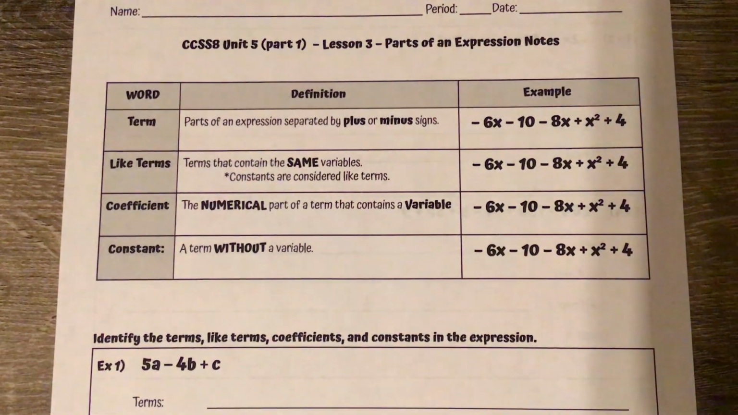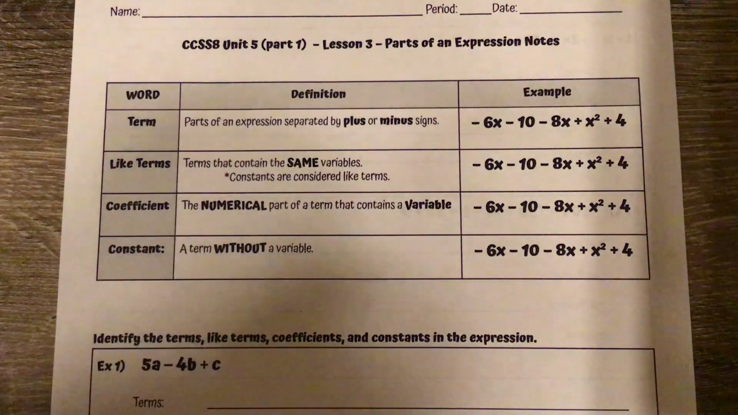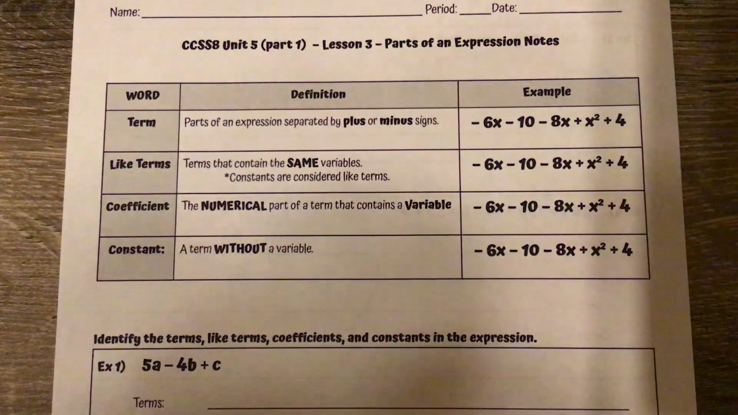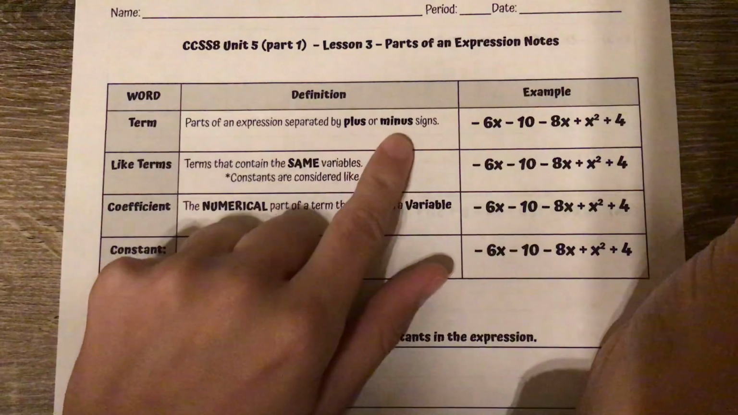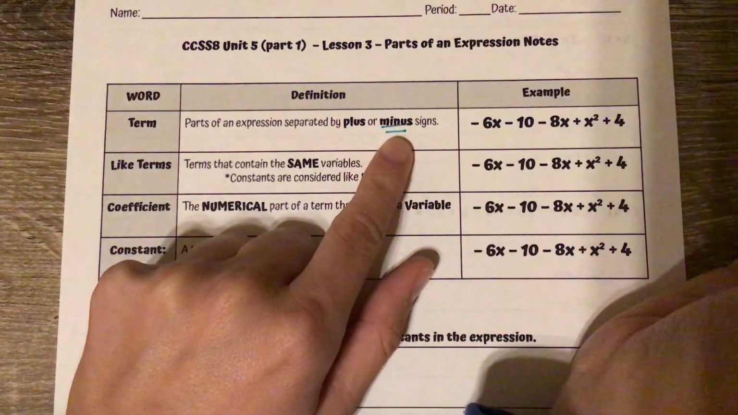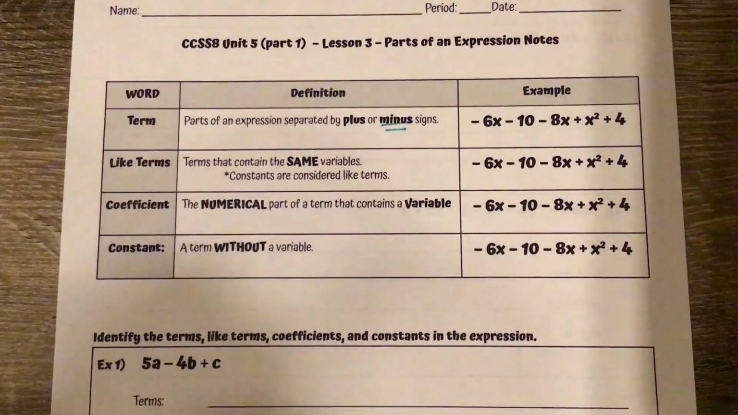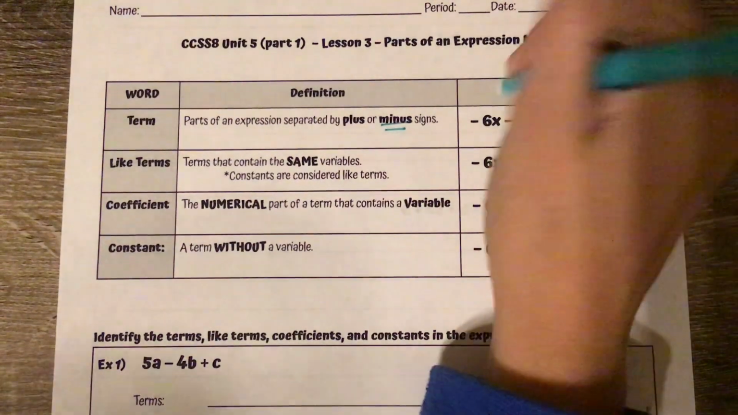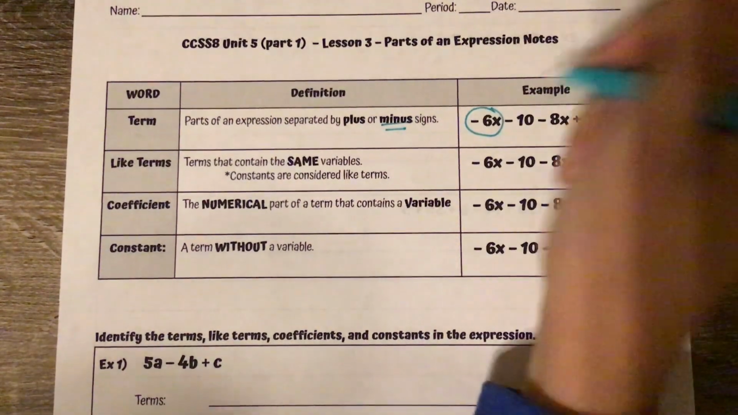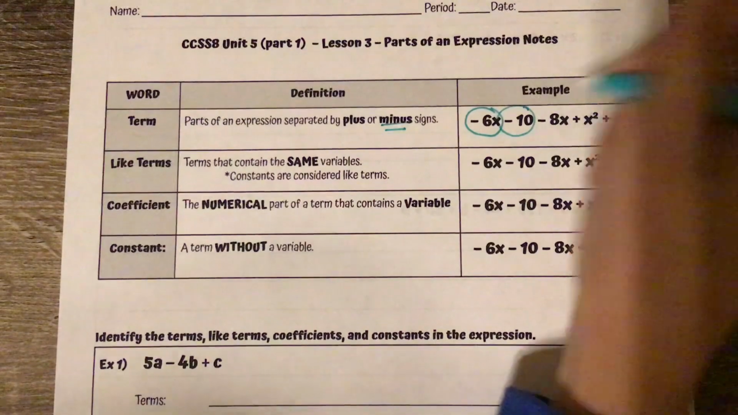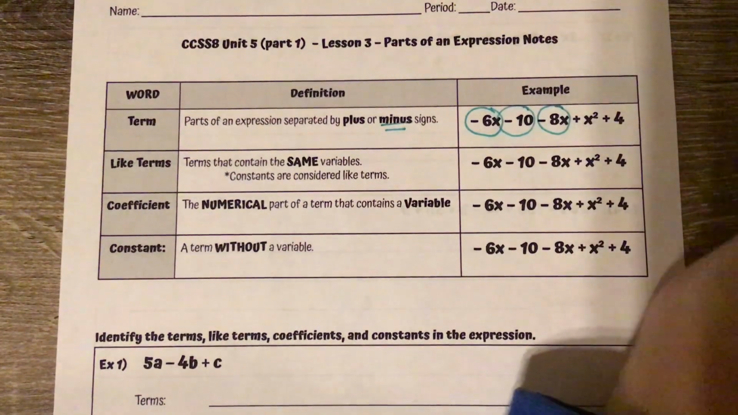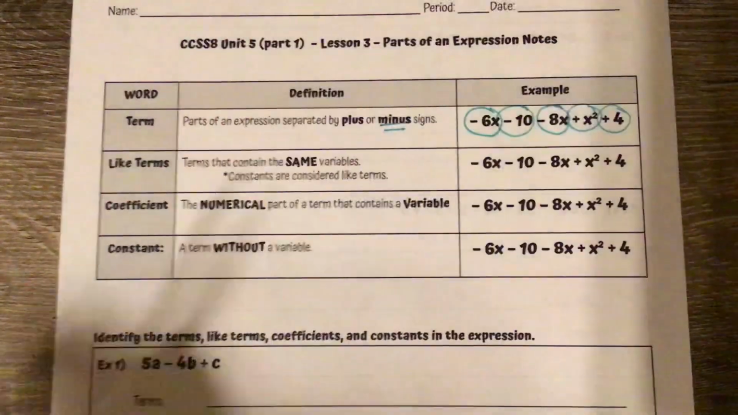Let's start looking at parts of an expression. So first off, a term is the part of an expression that is separated by plus or minus signs. What is important is that we need to look at those minus signs as negatives, and they have to be included. So this would be -6. This would be -10. This would be -8x. This would be +x squared. This would be +4.